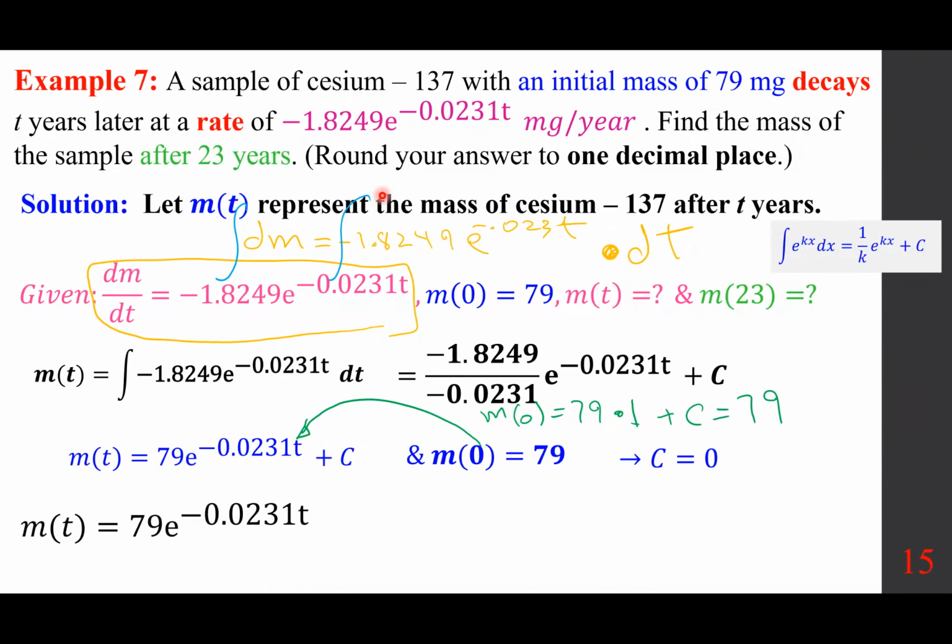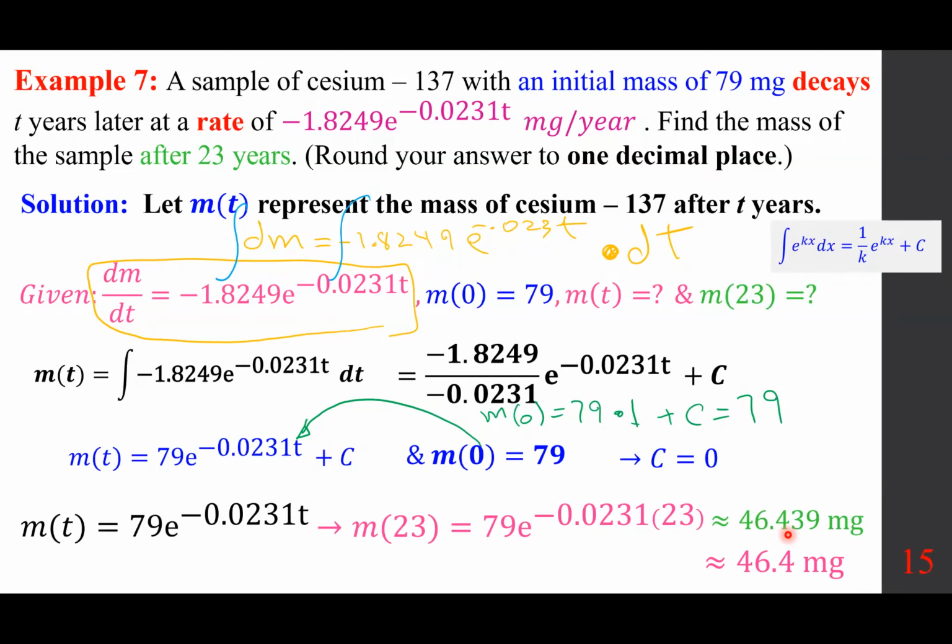What we are interested in after 23 years is m of 23. So replace the t with 23. And you have to plug it into a calculator to do the math. And then 1 decimal. So 46.4 milligrams. You want to pay attention to the fact that after 4 is 3, so it doesn't go up. I put a bunch of decimals so we can easily make a proper decision. And the final answer is 46.4 milligrams.